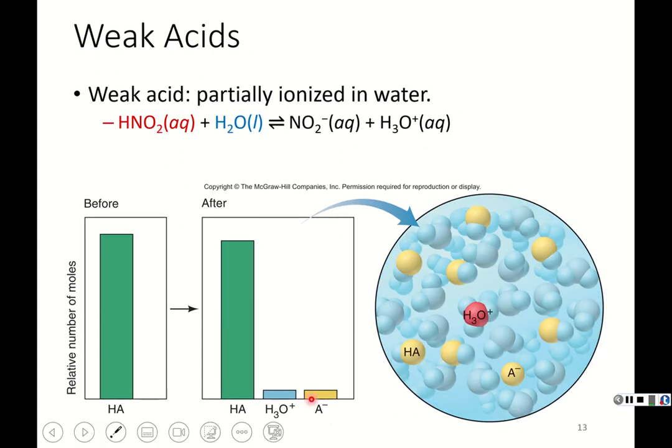Contrast that with weak acids. For a weak acid, let's say HA is now a weak acid, after we add water or mix it in with water, most of it's going to stay together, okay? And only a small amount is going to dissociate into the H plus and A minus.